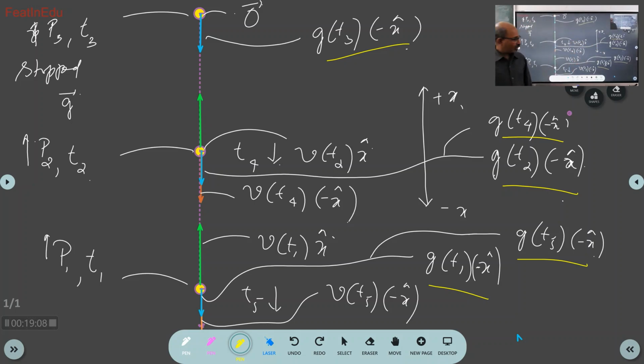So, therefore, GT1 minus X cap is equal to GT5 X cap is equal to GT4 X cap. So, acceleration vector is same. Got it? Yes, sir. Now, quickly answer. What is the relation between Vt1 X cap and Vt5 minus X cap? What is the relation between these two vectors? Their magnitudes are same, sir, and direction are different. Excellent. Their magnitudes are same, direction is different.